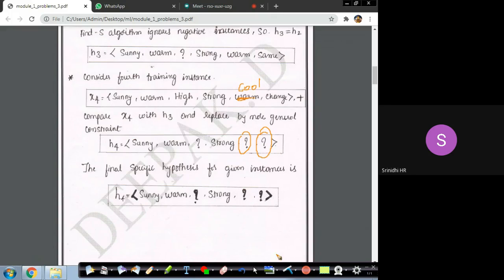So if you could observe over here, your updated value or the final hypothesis is sunny, warm, question mark, strong, and 2 question marks. That is my general hypothesis. So this is a simple example for Find-S algorithm. You start comparing x1 and your hypothesis. If it is a positive example, you will update the value of hypothesis. If it is a negative example, you will be retaining the same value of the instance of previous example.